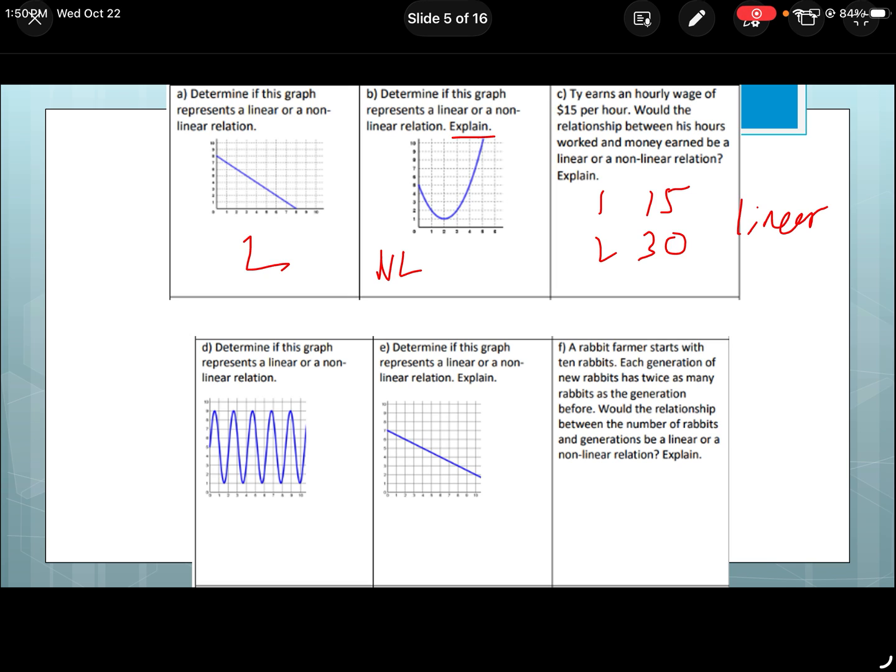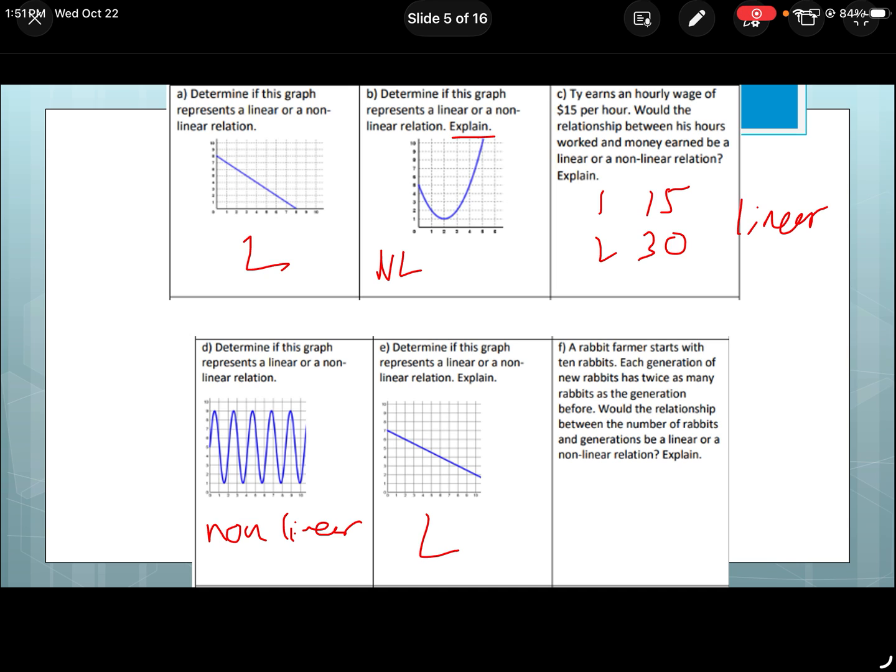Determine if this graph represents a linear or nonlinear relationship. It is nonlinear. And I think this came up in the last video, and I talked about how it's called a sinusoidal wave. That comes up either in 3U or 4U. So when you're ready for that, that happens. Determine if this graph represents a linear or nonlinear relationship.